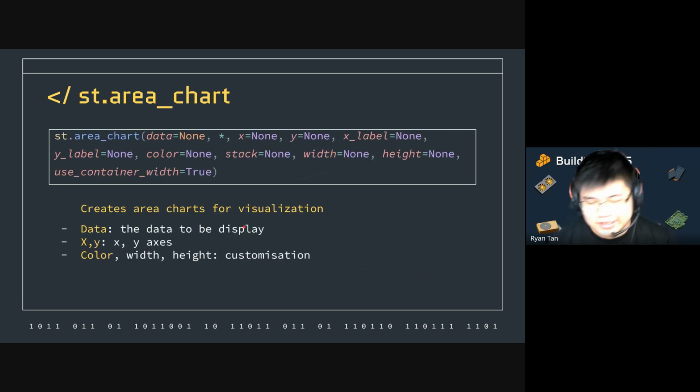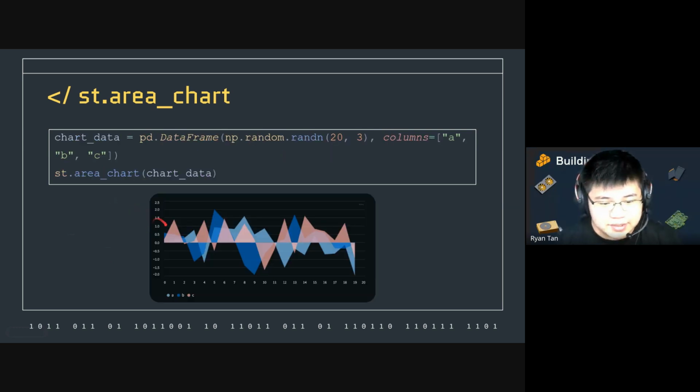So now moving on to area chart, which is very similar to line chart. So you can see the parameters are exactly the same. Data, X, Y, color, width, and height. But instead of showing a line chart, it creates an area chart instead. So this is how an area chart would look. Again, we're using the same values here, but instead we're calling it area chart.